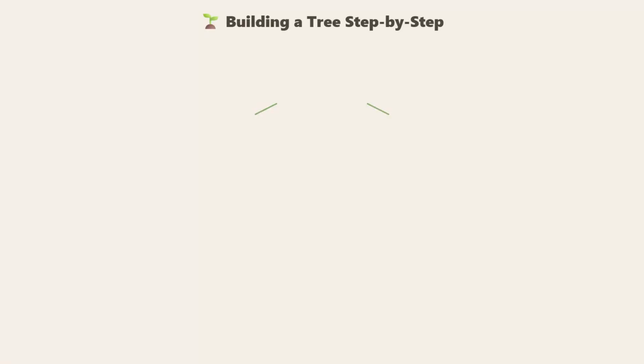Let's walk through the complete process of building a decision tree step by step. This is a recursive algorithm, meaning it repeats the same process at each level.